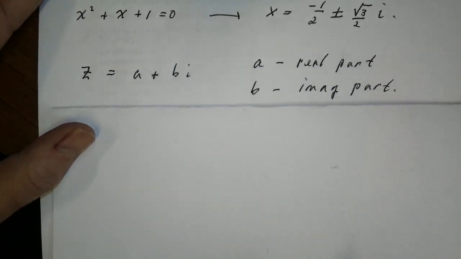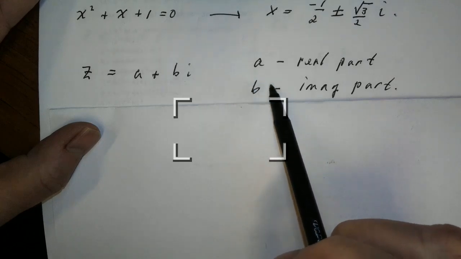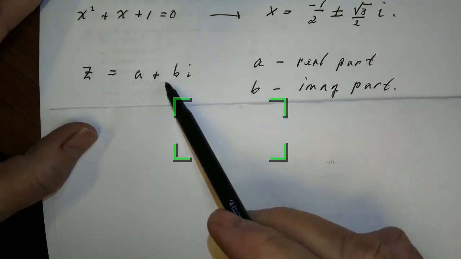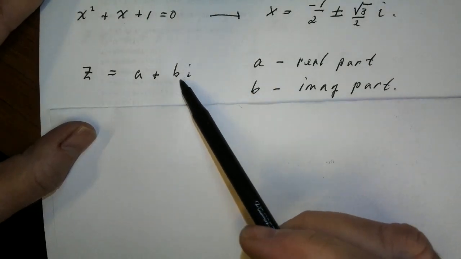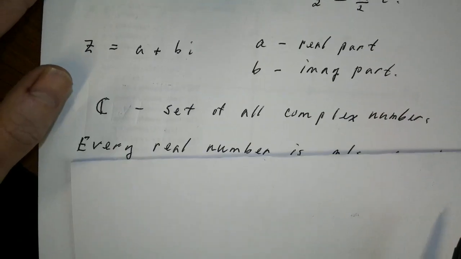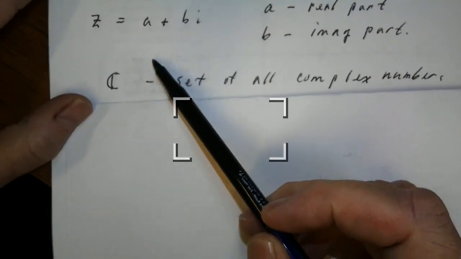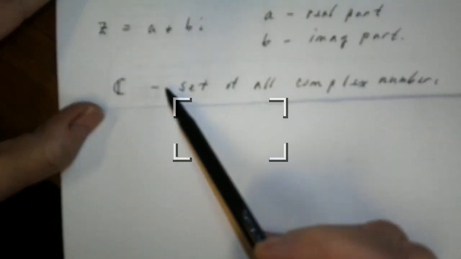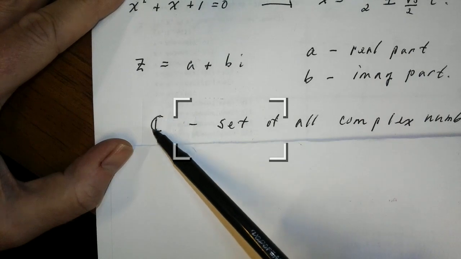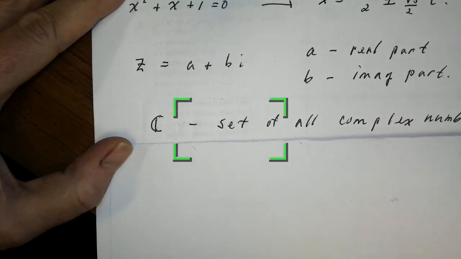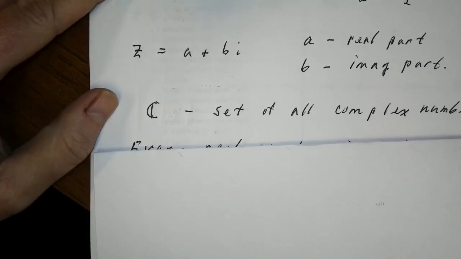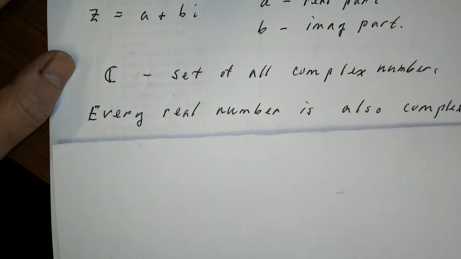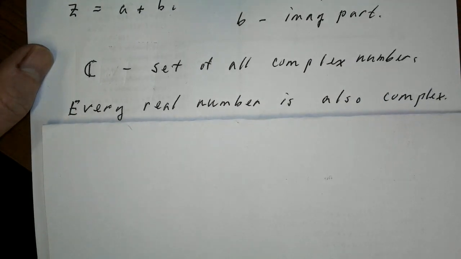Every complex number can be written in the form a plus bi. We refer to a as the real part and b as the imaginary part. We use the notation capital C to denote the set of all complex numbers. So this looks kind of like the symbol for the natural numbers or for the reals, except we use a C instead of an N or an R. Every real number is also a complex number.